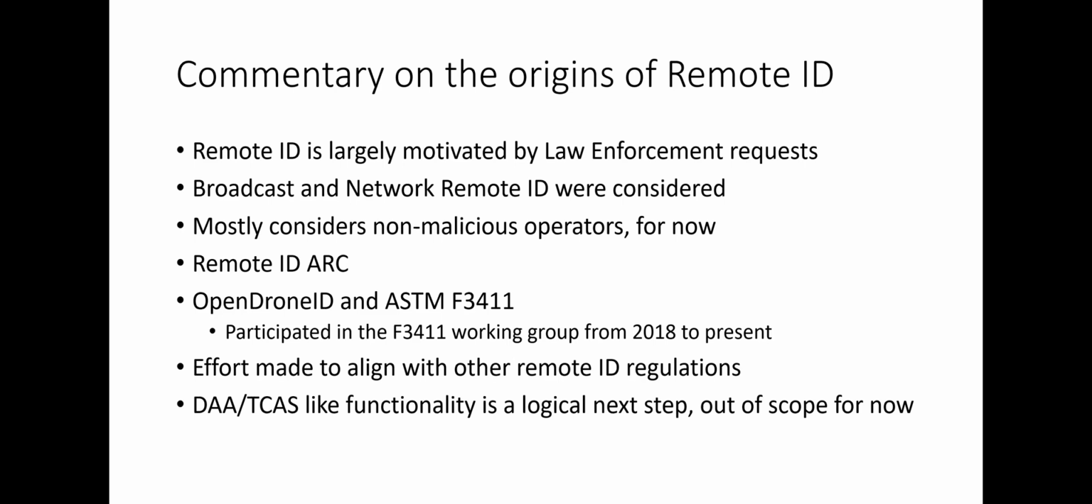Another thing that was interesting in the F3411 working group is we had a lot of people from national labs and other places that were looking at detect and avoid and TCAS style systems to allow aircraft to autonomously avoid each other, in the same way that we see with ADS-B on a transport aircraft running TCAS. That's currently out of scope for this round of the rulemaking, but it was discussed enough and enough money was put out that I suspect it will be in the next round of rulemaking.